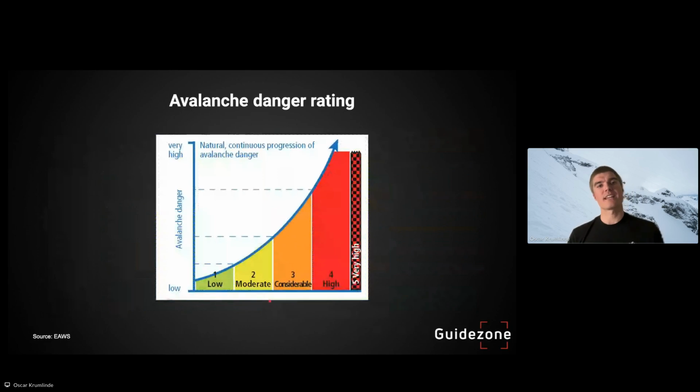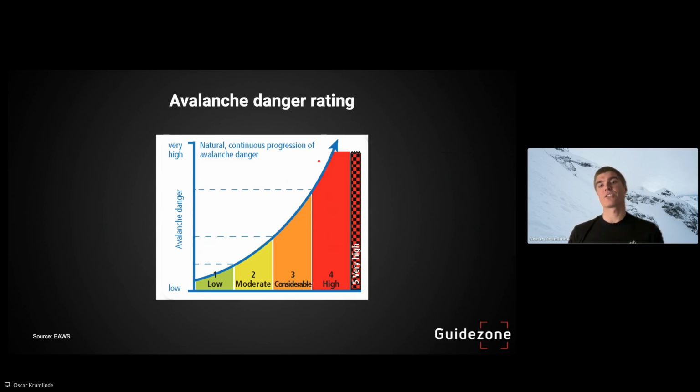So how do we understand the avalanche danger rating? Well, the scale is not linear, but rather increases exponentially. And why is that? Well, it's because the avalanche danger rating takes into account multiple factors. The first being snowpack stability, and therefore the additional load required to trigger an avalanche. So when the rating goes up, the load required to trigger an avalanche decreases.